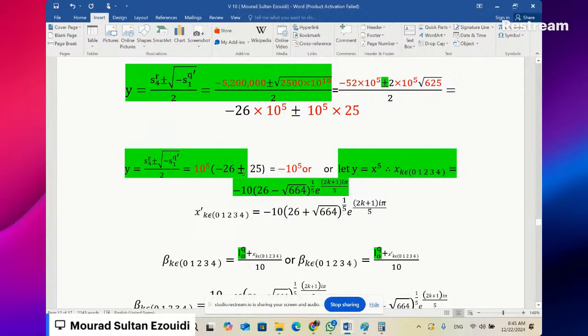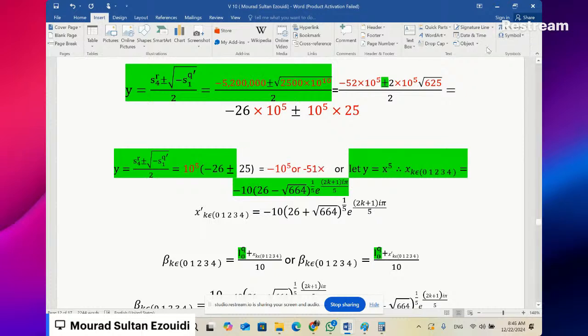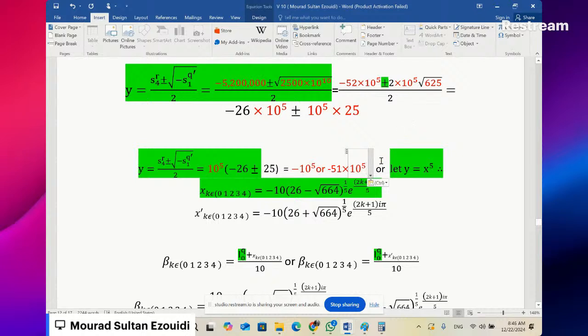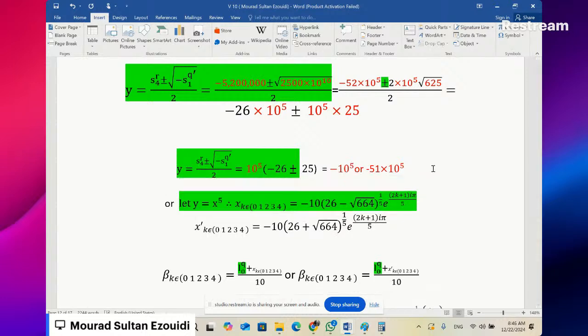Or it will be negative 51. Negative 51 multiplied by 10 raised to the power 5. These are the two possible roots. Now, y equals this or that. Minus 26 plus 25 is minus 1, because I multiply this by 10 raised to the power 5. Then minus 26 minus 25 is equal to 51.